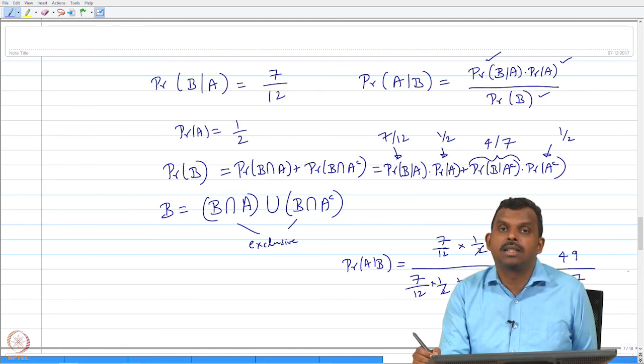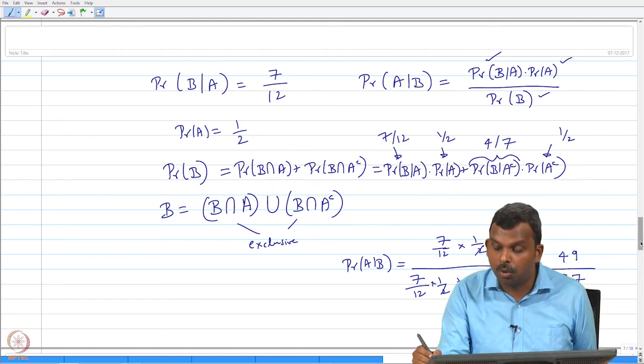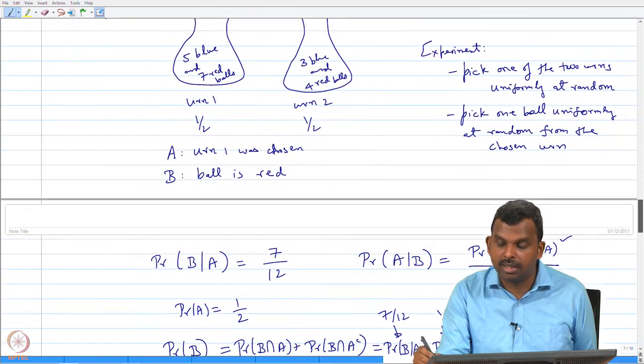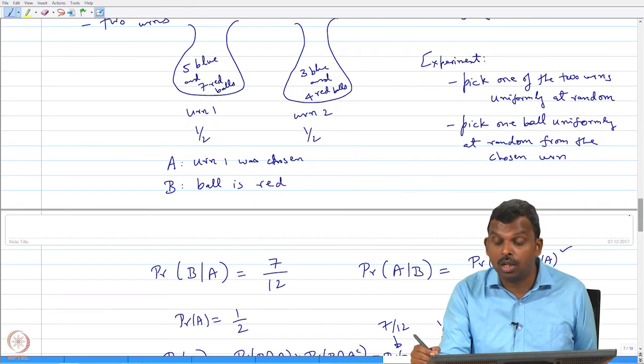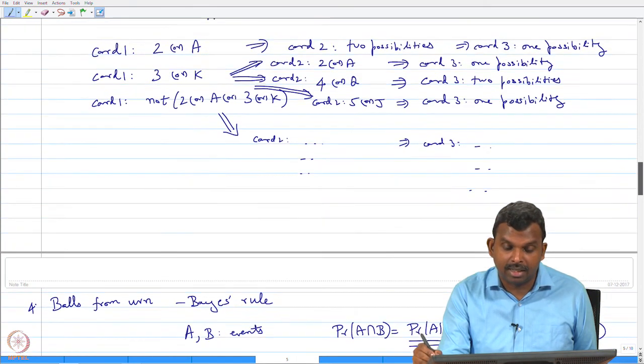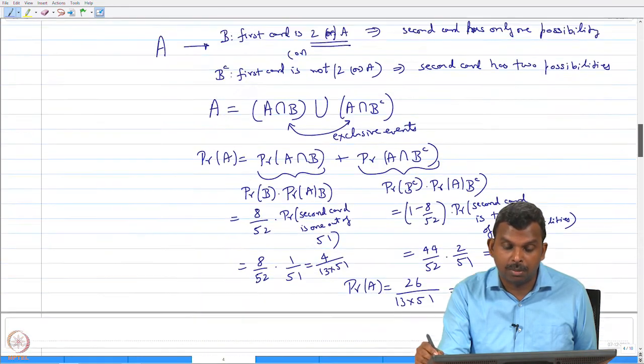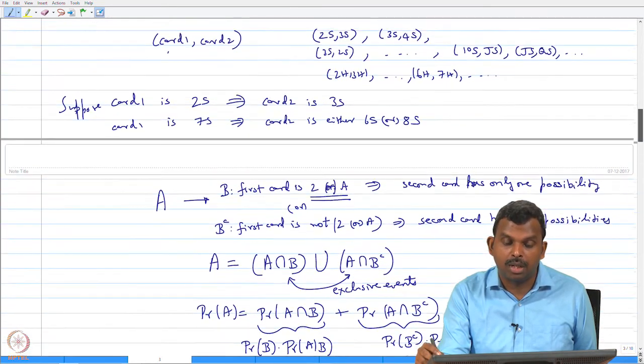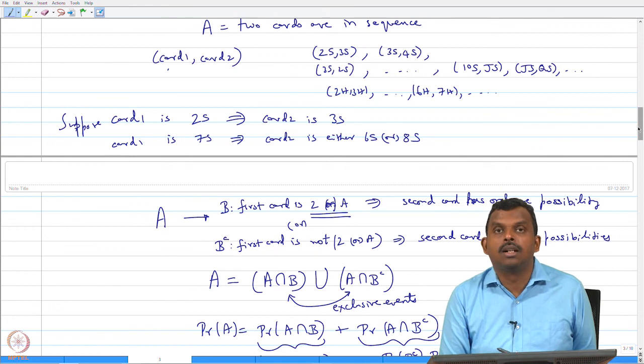This brings us to the end of the lectures on conditional probability. Hopefully this was interesting to you, and you saw how a complicated event such as cards being in a sequence can be split up nicely using conditional probability and computed. Thank you very much.